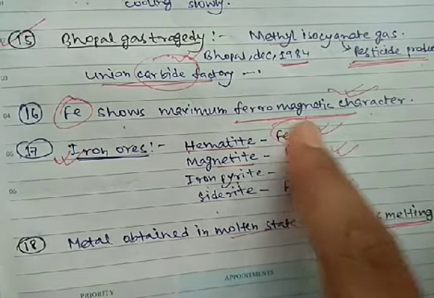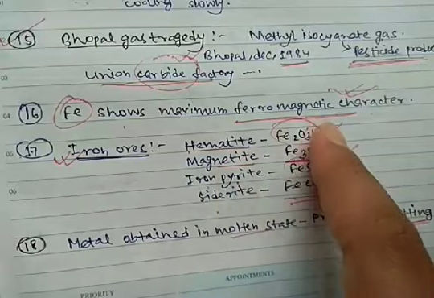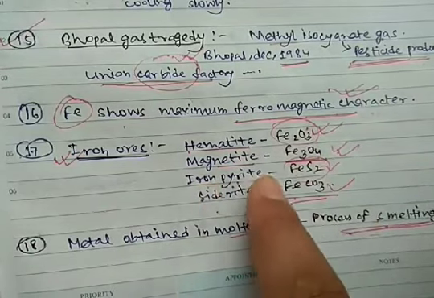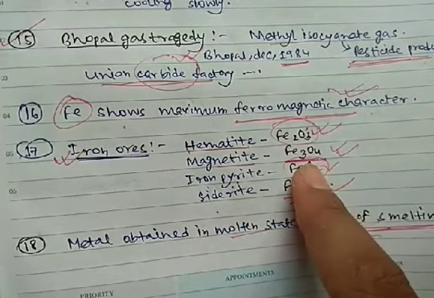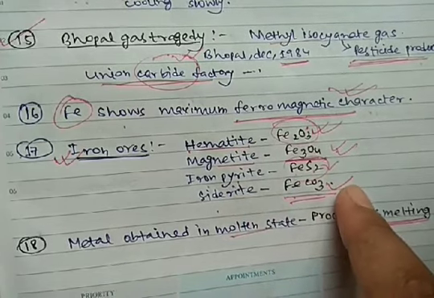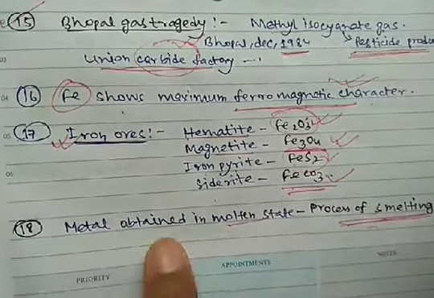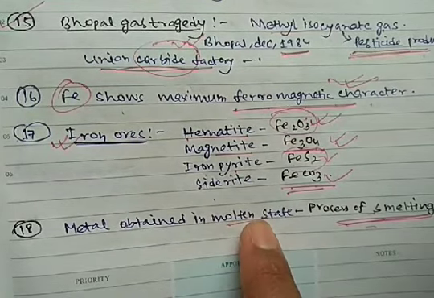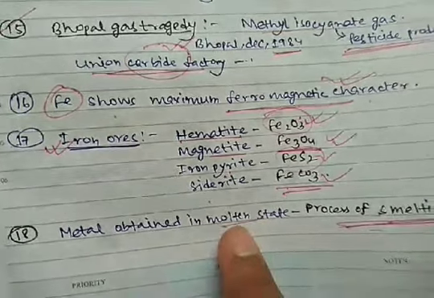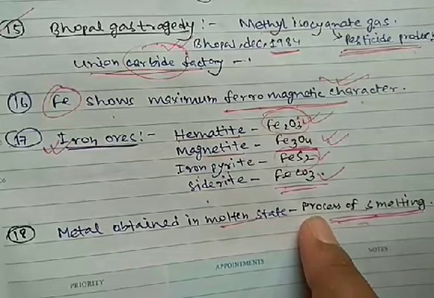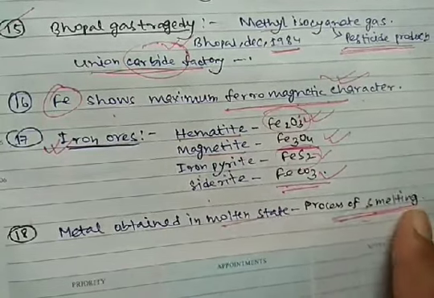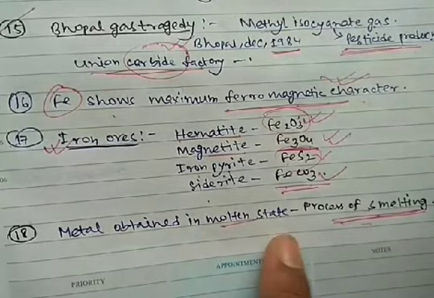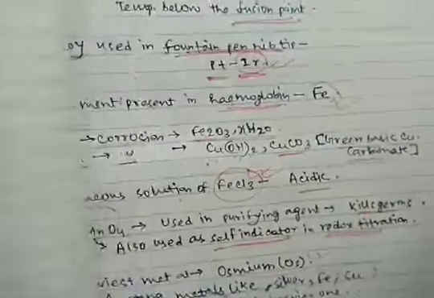This is having lower valency, ous and ic. Ferrous, ferric. Iron pyrite is FeS2 and the siderite formula is FeCO3, ferrous carbonate. The metal that is obtained in the molten state, through the process of smelting, metal is obtained in the molten state.